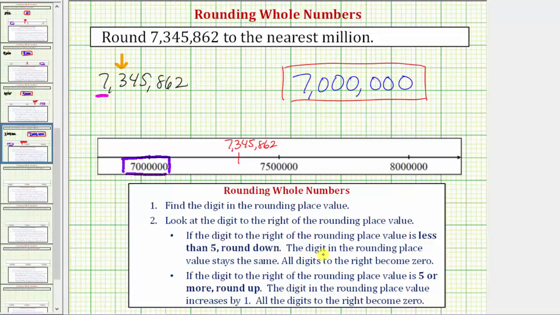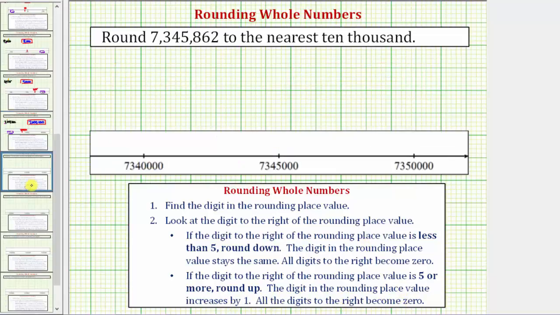To round down, the digit in the rounding place value stays the same. All digits to the right become 0. Because we're rounding down, the 7 in the millions place value stays 7, and all digits to the right become 0, giving us 7 million. If the 3 happened to be 5 or more, we would round up, which means the digit in the rounding place value increases by 1, and all digits to the right become 0. Let's look at our next example.